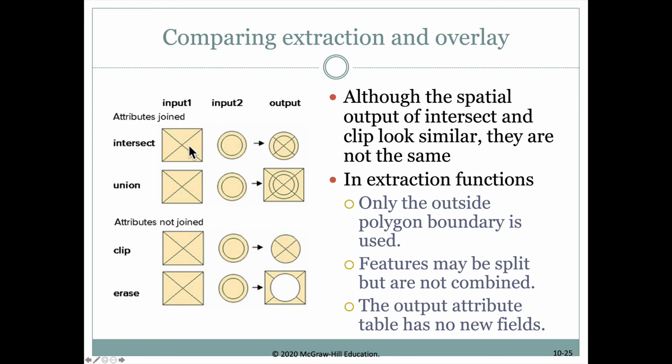So if we want to save all of the attributes and we want to save all of the polygons that we could possibly get by cutting one layer with another, we want to use intersect. If we just want to cut something to a boundary, then we can use the clip command.